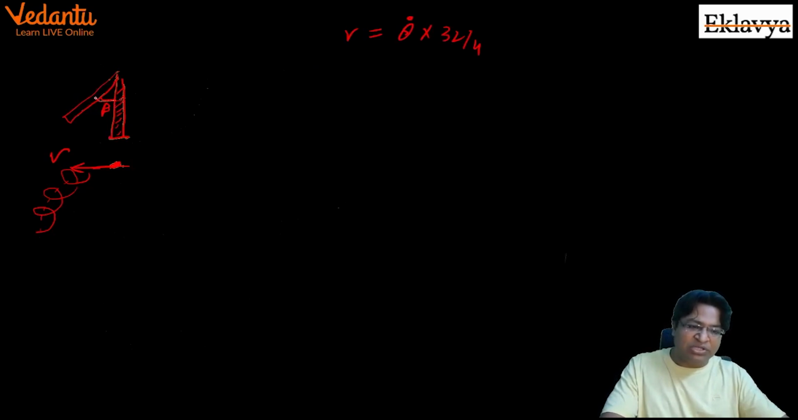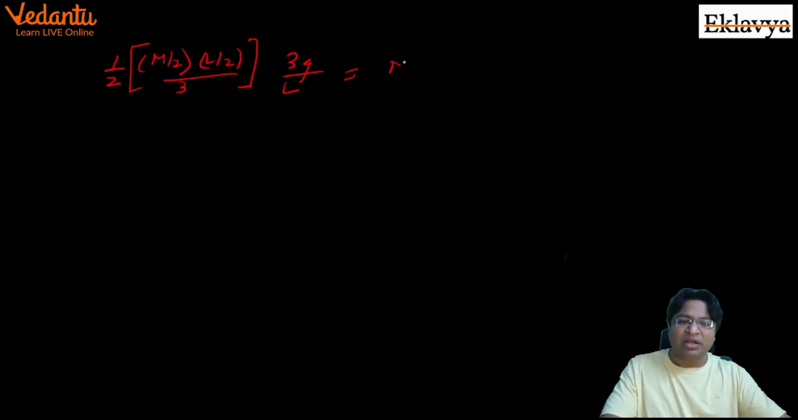if the rod goes till angle of beta, then the height by which the center of mass has risen, this height is like, again, mass of this part is mg.